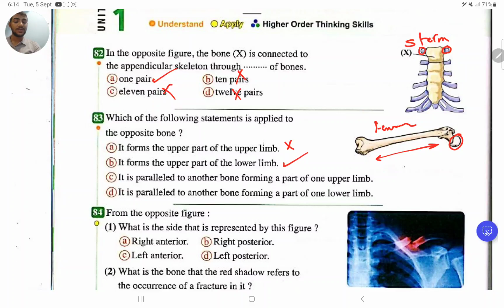Right, it's the femur. Is it parallel to another bone forming a part of the upper limb? Not parallel to another bone from that part. It's not parallel to any bone. It's parallel to another bone forming a part of the lower limb. Guys, parallel bones mean like radius and ulna, tibia and fibula. So it's not two bones connected or parallel together. No, it's a wrong answer also.